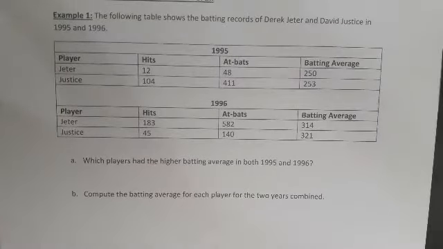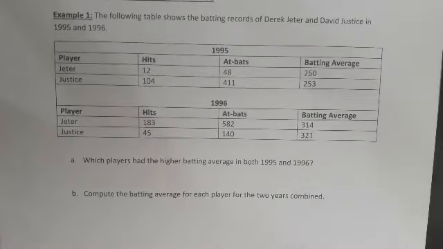And we're looking at Jeter versus Justice. So we're looking at two baseball players, Derek Jeter and David Justice. There are their names, and 1995 and 96. And we're going to find out their batting averages. So which player had the higher batting average in both 95 and 96?